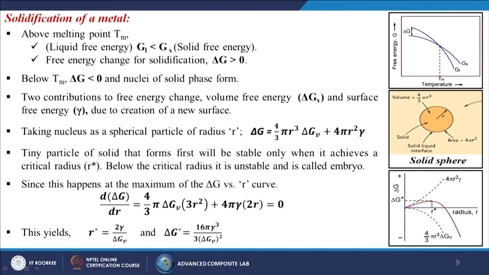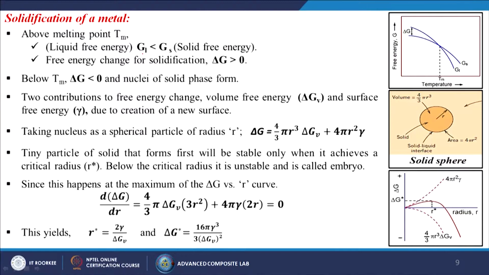Now, we are going to discuss the solidification of a metal. So, above the melting point, Tm, generally we give the notation for the melting temperature, the liquid free energy GL is less than Gs, which is the solid free energy. So, the free energy change for solidification del G is greater than 0. Below the melting temperature del G is less than 0 and nuclei of the solid phase form, which means solidification is starting. There are two contributions to the free energy change: volume free energy, that is del GV, and surface free energy, that is gamma, due to creation of a new surface.